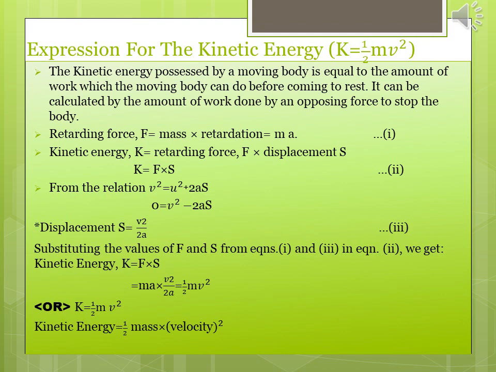displacement s is equal to v square upon 2a. Now if we substitute the values of F and s from equations 1 and 3 in equation 2, we get kinetic energy equal to F into s, and substituting the values of F and s, we get K is equal to ma into v square upon 2a, that is half mv square. So we get the expression: kinetic energy is equal to half into the product of mass and square of velocity. So the kinetic energy of the body depends upon the square of its velocity.